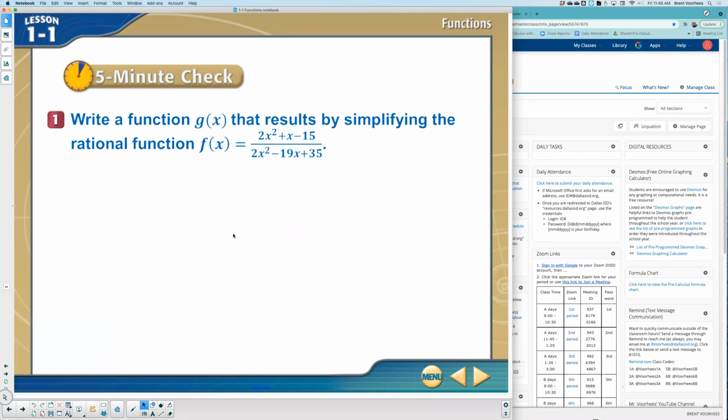So the bell ringer is always going to be just a review of what we learned the previous day, and I like to give it to you in the form of a test question so that there are no surprises whenever test time comes around. You kind of know what to expect.